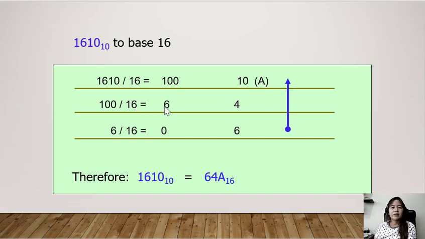That would be 6 with a remainder of 4. So again, focus on 6, set aside the remainder, and continue dividing the number 6 by 16. That will give you 0 with a remainder of 6. Since this is a decimal number, we need to read it from the bottom up. So that would be 6 for A, and that is the equivalent of your decimal form 1610.